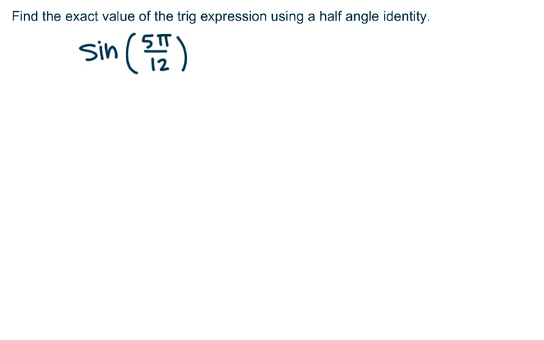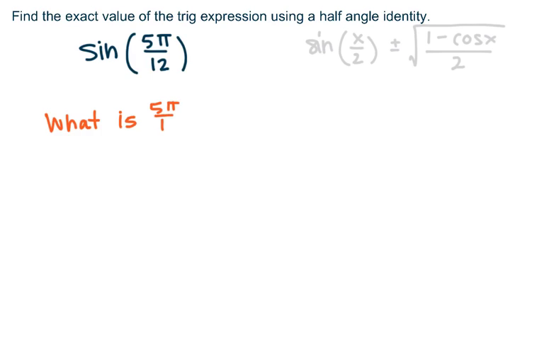So for this example, we're going to find the exact value for this trig expression, and we're going to use a half angle identity. So we're dealing with sine, which says, hey, we need to know our sine half angle. And as we just wrote, sine of x over 2 is plus or minus the square root of 1 minus cosine x over 2. All of that is under the radical. So what is sine of 5 pi over 12? In order for us to do this, we might need to think, well, what is 5 pi over 12 half of? Maybe it would help us if we turned 5 pi over 12 into degrees.